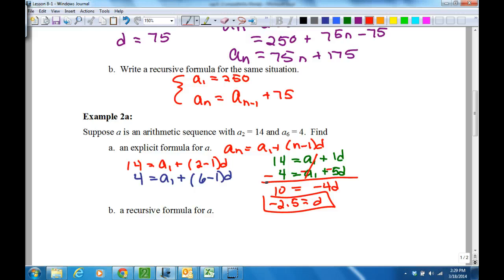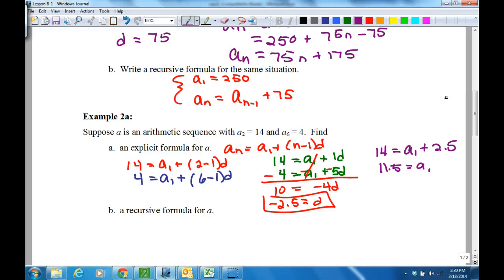Now I need to go back in and find out what my a sub 1 is. So what do I do with that d? You put it into the first equation. Very good. So I'm going to put it in the first equation. 14 equals a sub 1 plus 2.5, right? So what's my a sub 1?